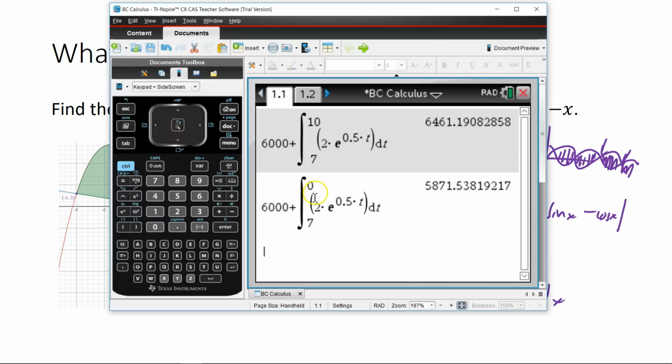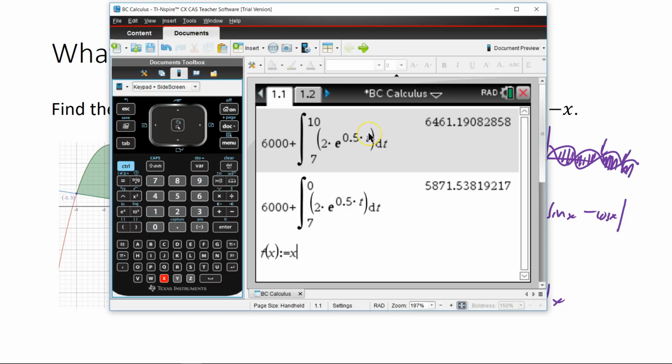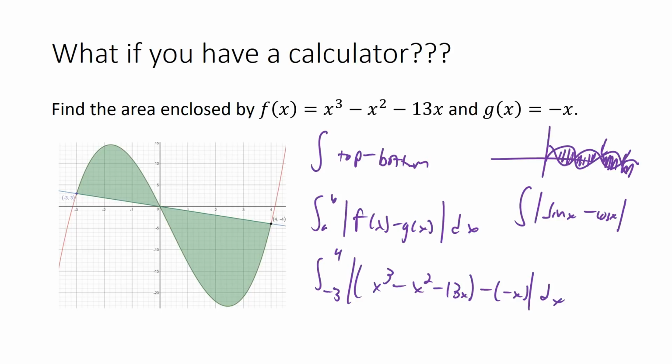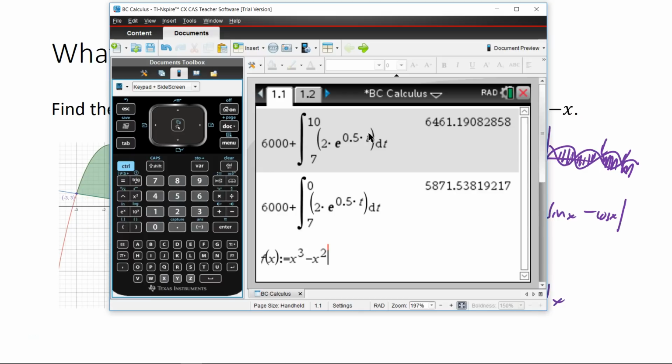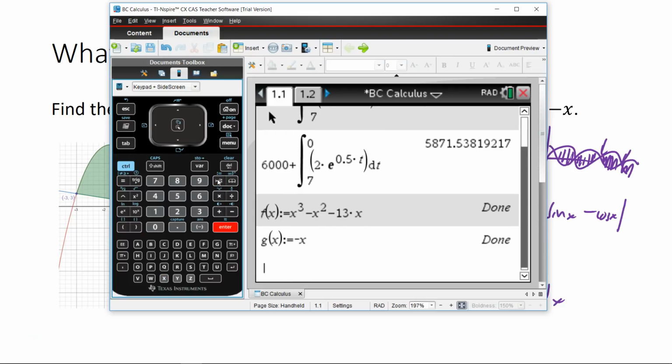So if I go to my home screen, I'm going to define, remember, f parentheses x, colon equals, which is right next to the 9. Let's set that equal to x cubed minus x squared minus 13x. Okay, tells us it's done. Let's do g of x equals, control this guy, negative x. Okay, now I'm going to integrate.